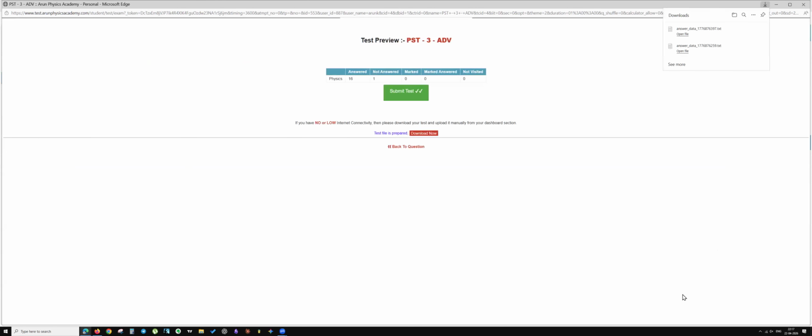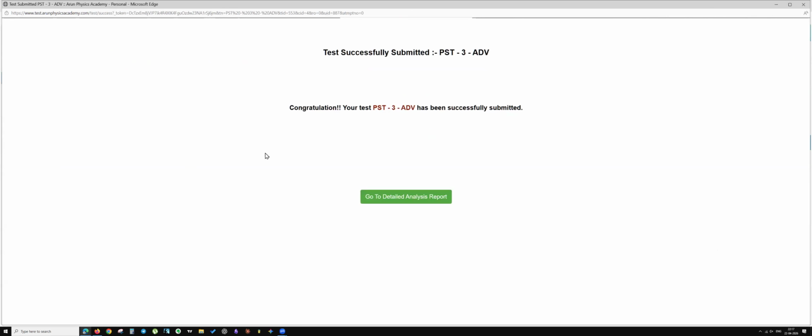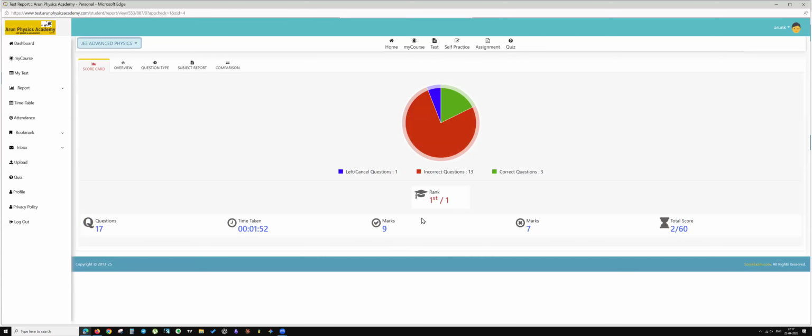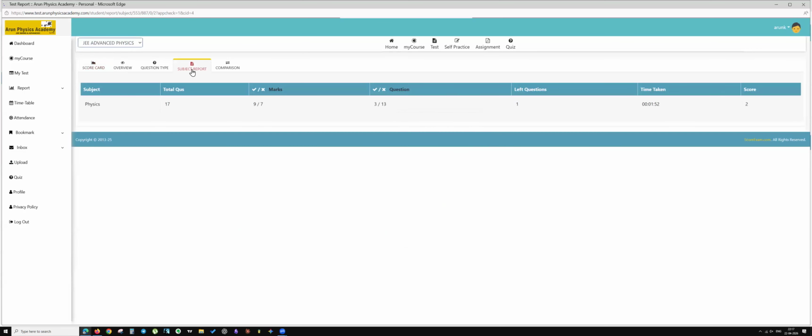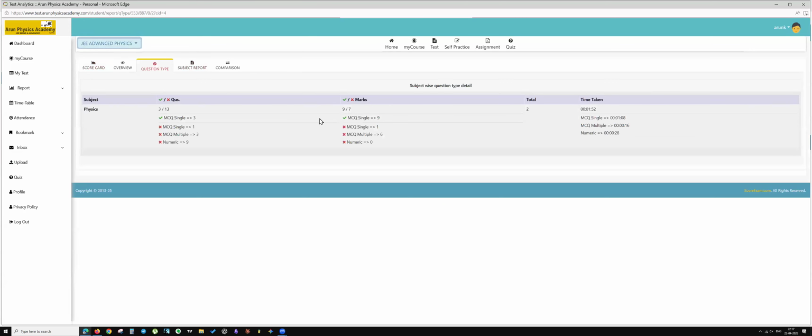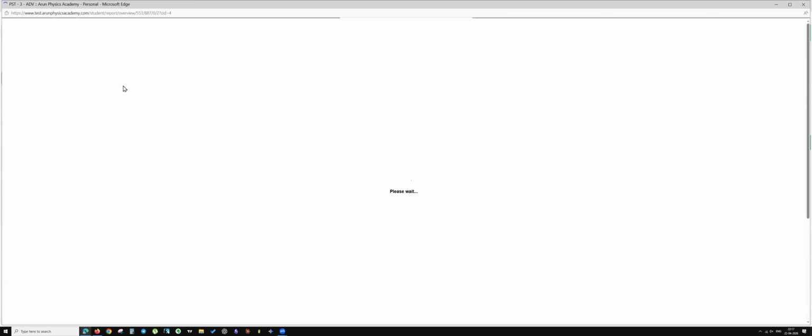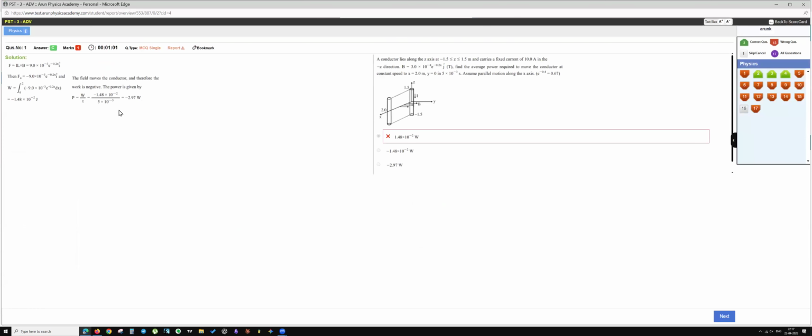If you submit the test, it will ask if you want to submit. Yes, you submit. And then there, first rank, because I'm the only one who wrote the exam and I got only 9 marks. Right, so you can go for analysis also, subject report, question type. It tells you how many questions you got right and how many you got wrong. You can go for overview. Overview will give you the solution. Again, you won't have solutions for everything, but it'll tell you the solution.